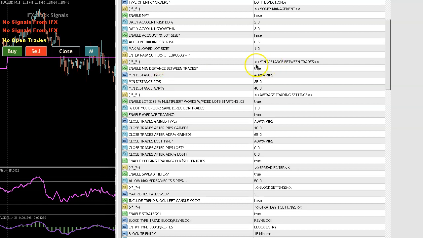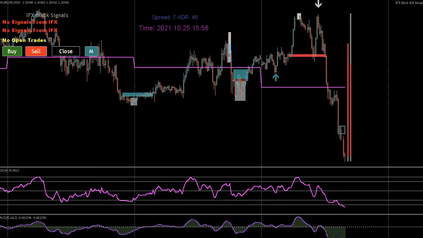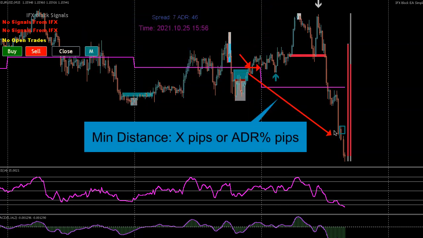So when it comes down to minimum distance between trades, when we set the EA to trade for us, or even if we're trading manually, we want to be able to enter at a distance from one trade to the other trade, right? And this is going in the same direction. So for example, I'm just going to show you one example here. If I'm buying right over here at this block entry, then if I'm going to buy again, I want to have a distance from my first entry to the second entry of a difference of pips, or by ADR pips, right?